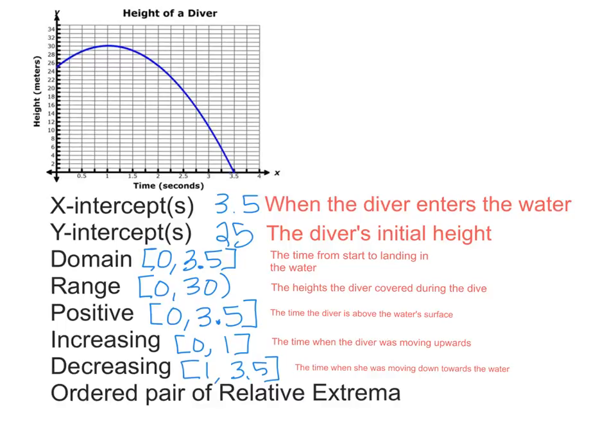And remember the ordered pair of relative extrema. Extrema means the maximum or minimum. And this has a maximum right at that. And they want the ordered pair. So we would write maximum or max. And we would write that ordered pair, which is (1, 30). And contextually, this is the time and height of her maximum.